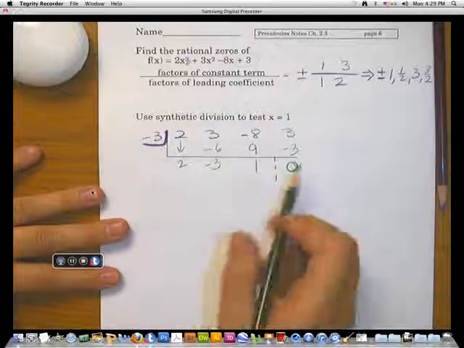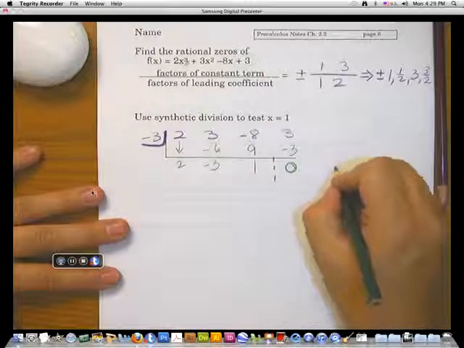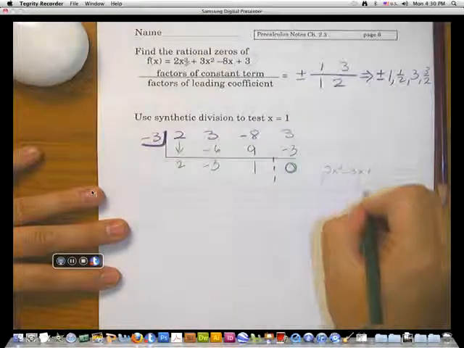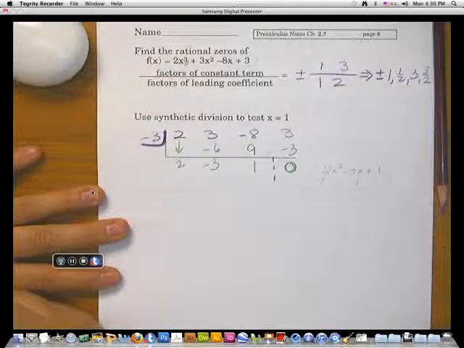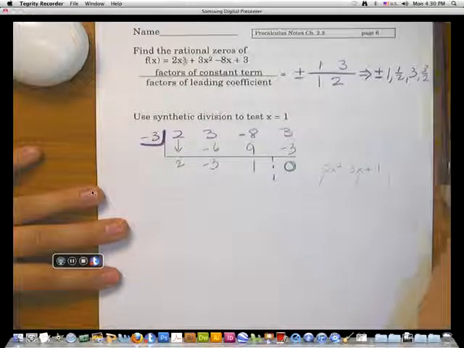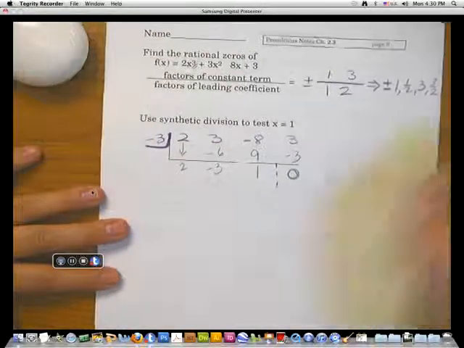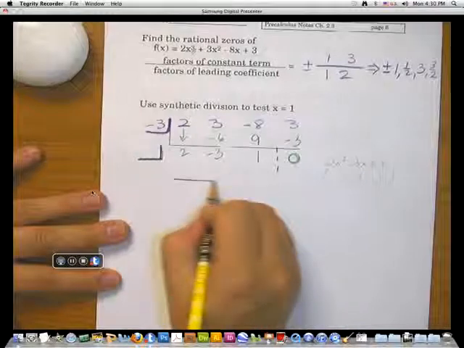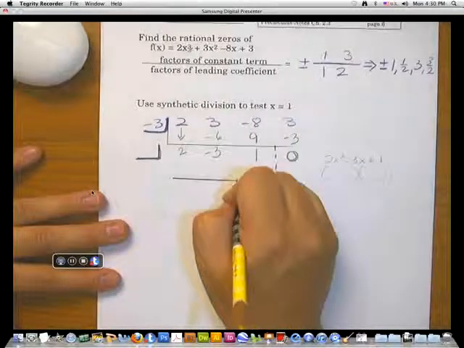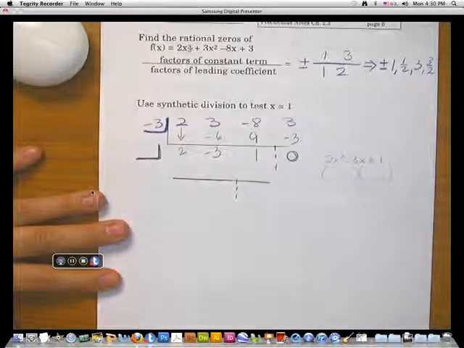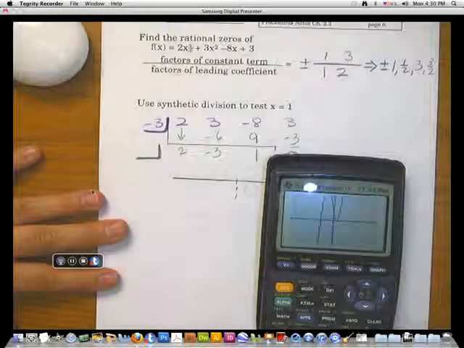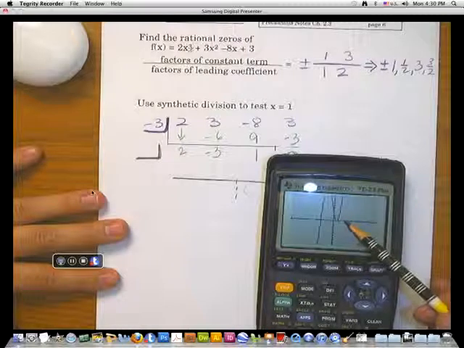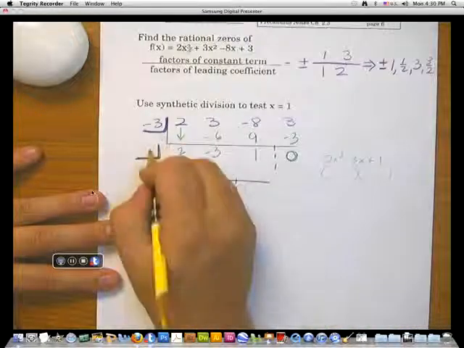Now I can try another one, knowing that this represents 2x squared minus 3x plus 1. I might be able to just factor this at that point, but to keep going with this same process, we're going to pick another possible 0, knowing that this last one hopefully is going to give us a remainder of 0. And if we go back to our picture, it looks like maybe 1 is going to work, so let's try 1.